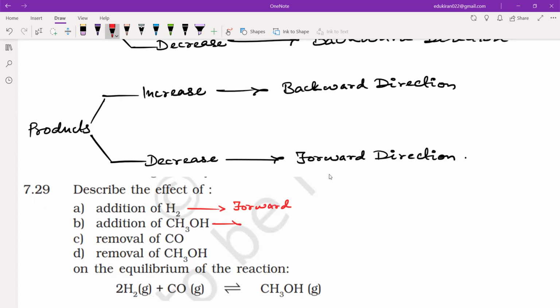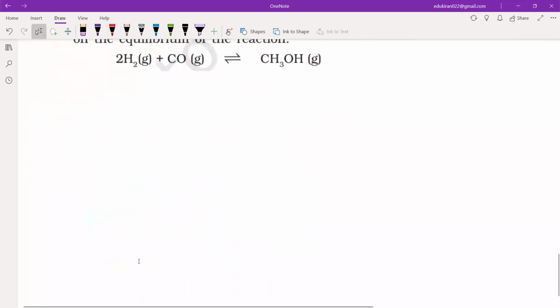Okay, addition of CH3OH. Backward. Very good. Removal of CO. We are removing CO. Backward. Very good. And removal of CH3OH. Forward. Very good, guys. Okay. Next is the temperature.